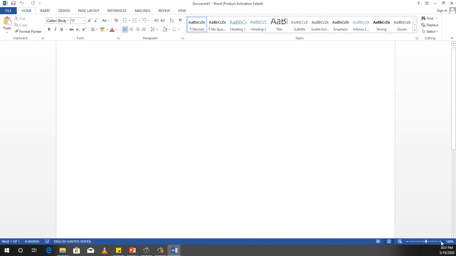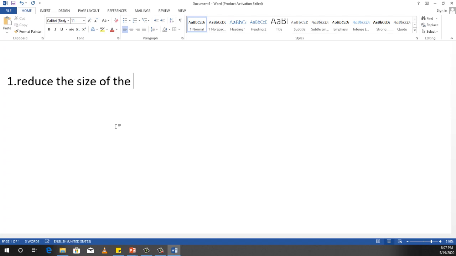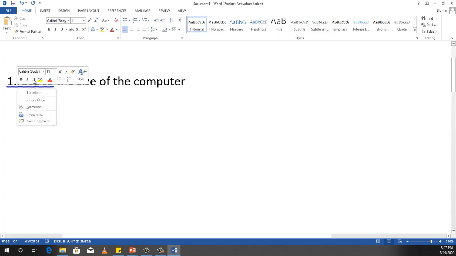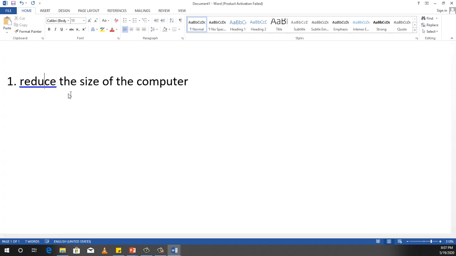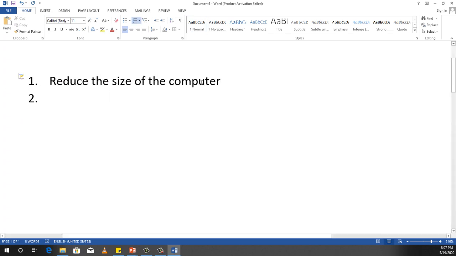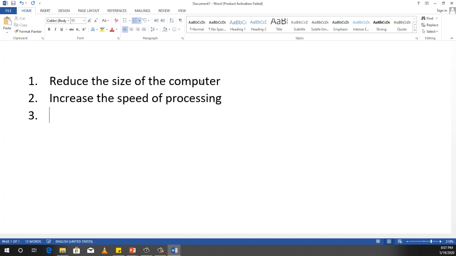Okay, so what were the objectives of the technicians? One of the main objectives of the technicians was to reduce the size of the computer. That was the main objective of the scientists, to reduce the size of the computer. Number two, increase the speed of processing. Number three, take the computer home.